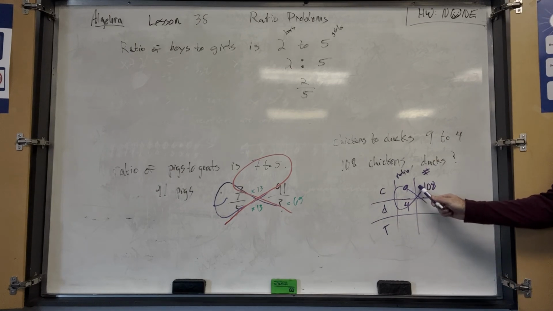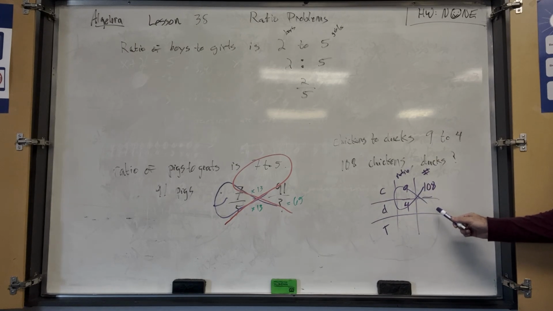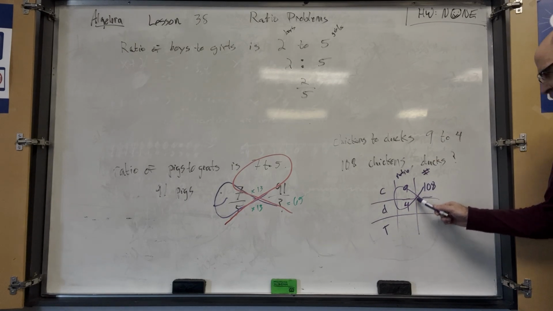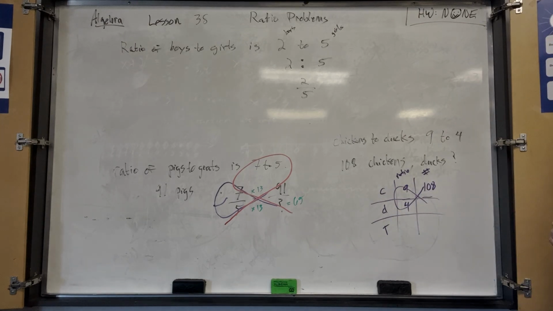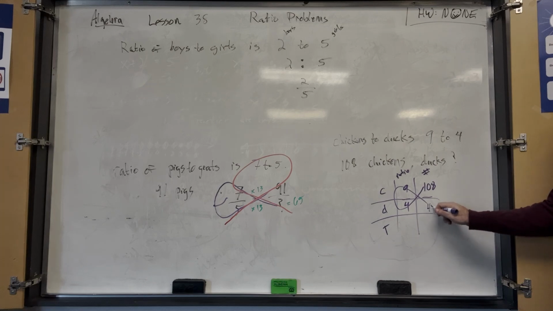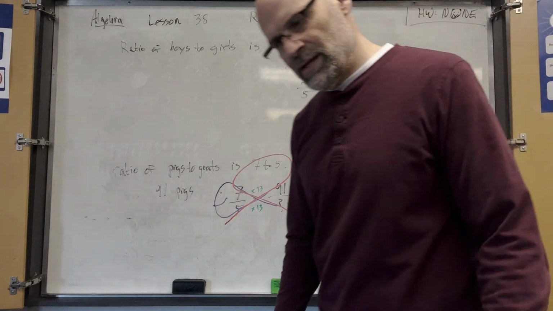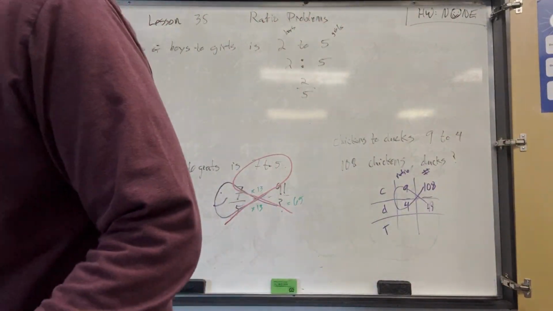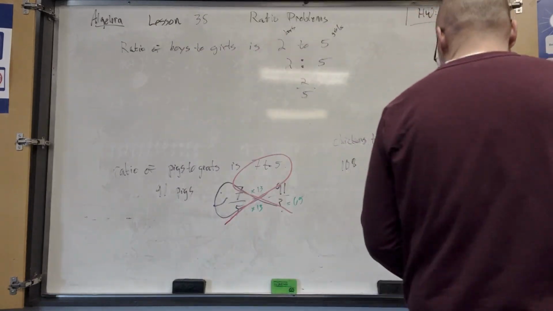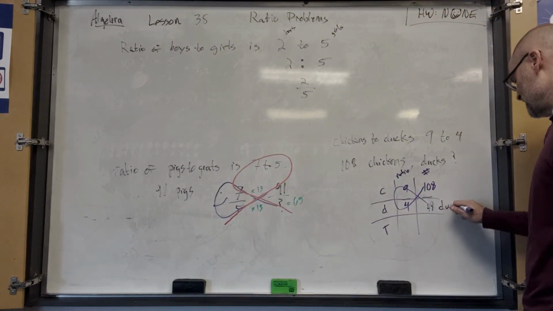You could do, this is actually times 12, so 4 times 12 is 48. Or 108 times 4 is 432 divided by 9 is 48. Right? Did I get that right? That's what I got. Okay, good. So 48 ducks.